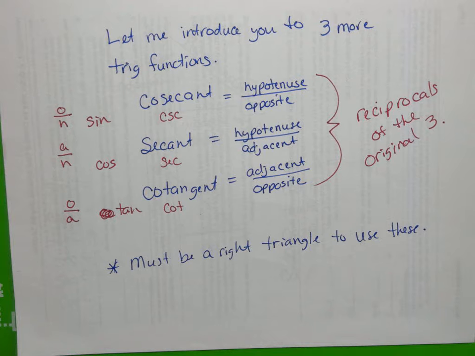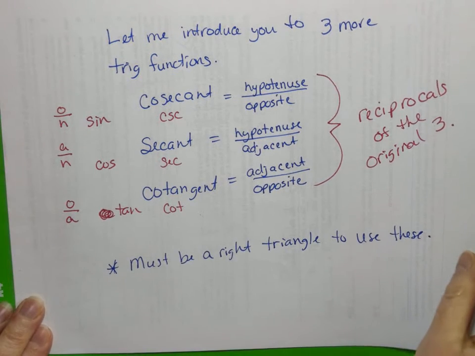I don't know how to tell you to memorize it. I just do them all in the same order every time. That way I don't get confused. So if I do sine, cosine, tangent, I go cosecant, secant, cotangent. Then I don't get confused. But that's up to you. You'll have to figure out what works for you.